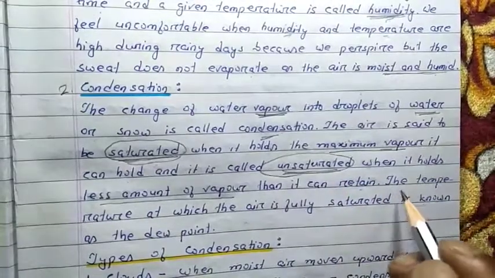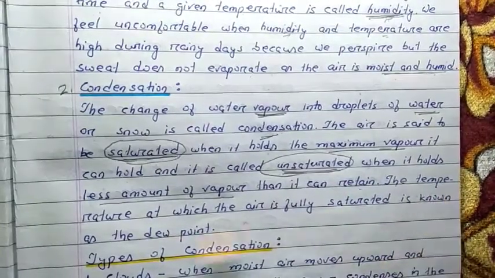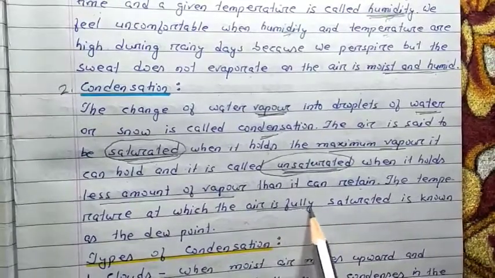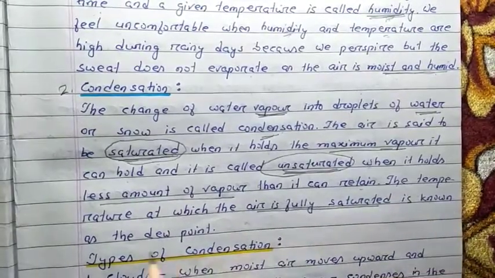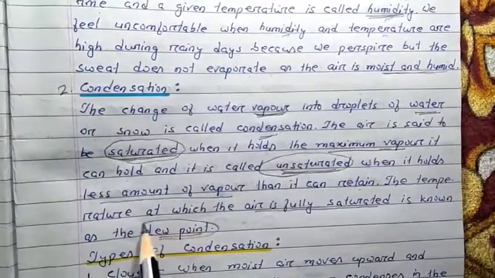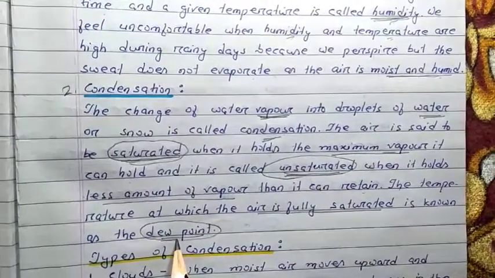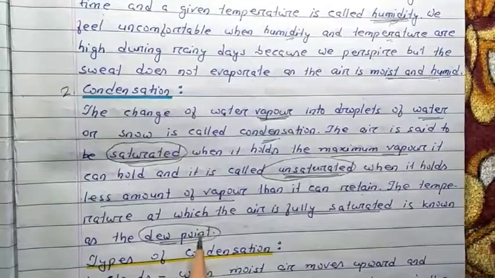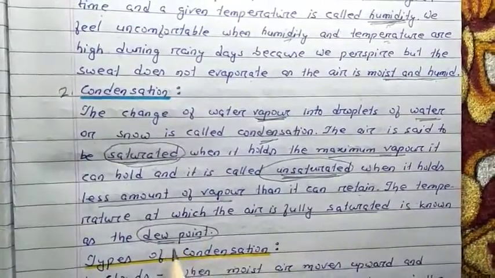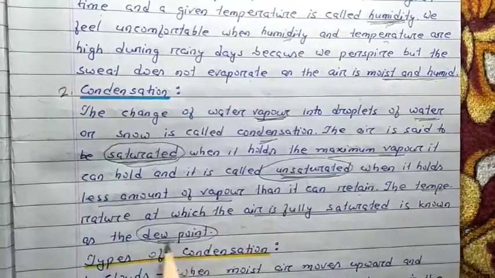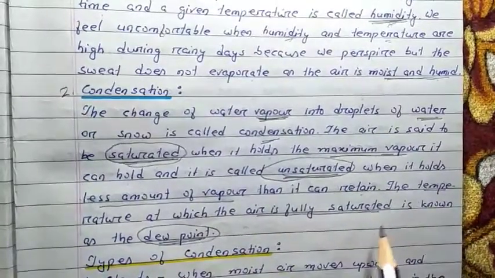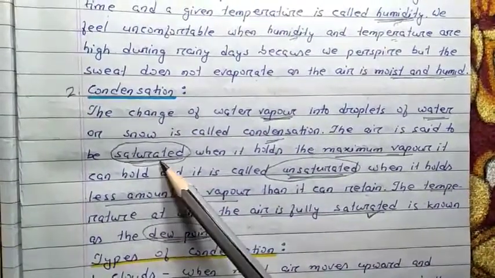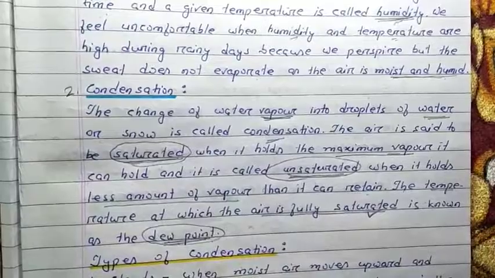Another term is here, the temperature at which the air is fully saturated. When the air is fully saturated, that is known as the dew point. What is the meaning of dew point? Now the air is not able to retain or to hold a single more drop of water. That temperature is known as the dew point at which the air is fully saturated. So I hope you have understood about the terms saturated, unsaturated and dew point.